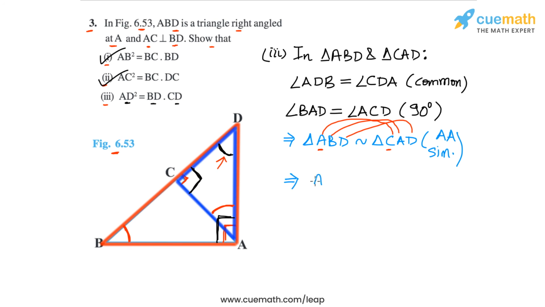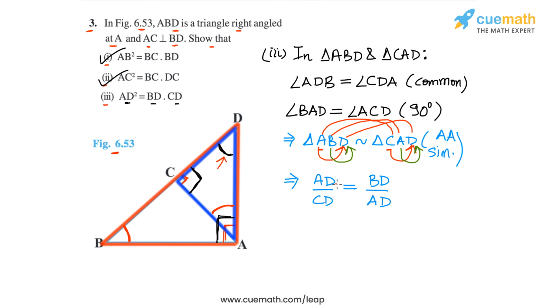So we can write AD in the first triangle will correspond to CD in the second triangle. So we have AD by CD is equal to, and then we take BD in the first triangle, and corresponding to BD we will have AD in the second triangle. So AD by CD is equal to BD by AD. And you can also get this correspondence of sides by looking at the figure. You can do it either way, by looking at the similarity relation or by looking at the figure.